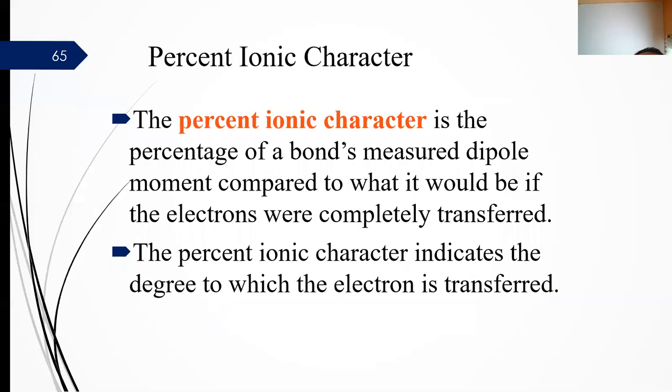Another way for us to talk about that is the percent ionic character. Percent ionic character is the percentage of the bond's measured dipole moment compared to what it would be if it was completely transferred. If it was 100% ionic, it would be 100% transferred, so that's an ionic bond. If it's 0% ionic character, then it's purely covalent. All bonds will fall somewhere between that range. The lower the percent ionic, the less bond polarity we see.